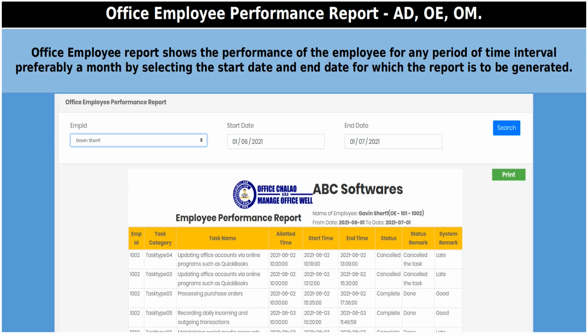Office Employee Performance Report is available to admin, OE and OM. The Office Employee Report shows the performance of the employee for any period of time interval, preferably a month, by selecting the start date and end date for which the report is to be generated.